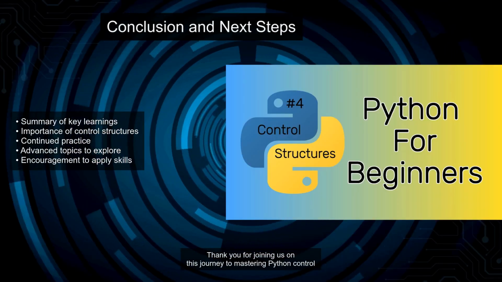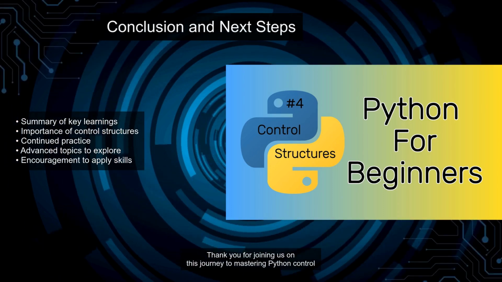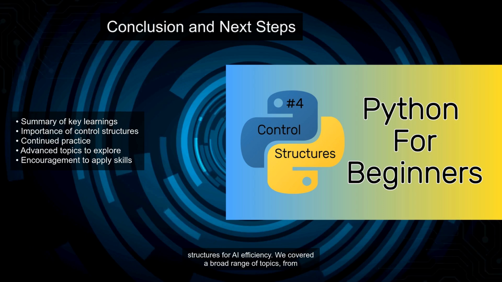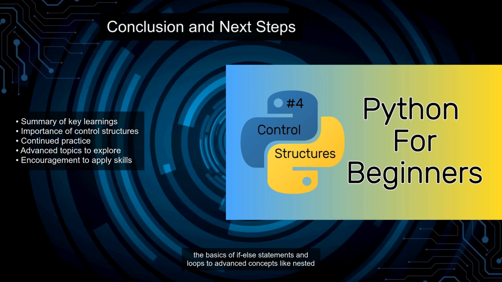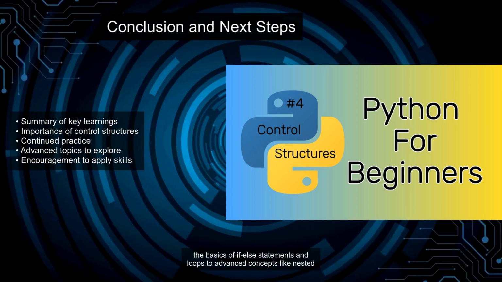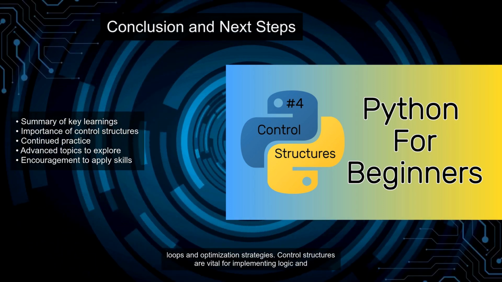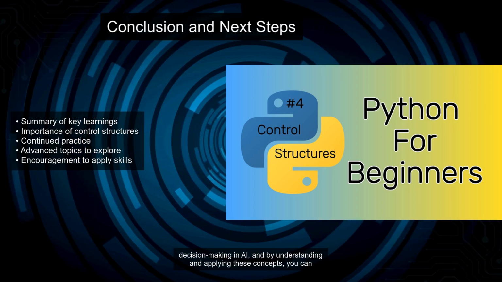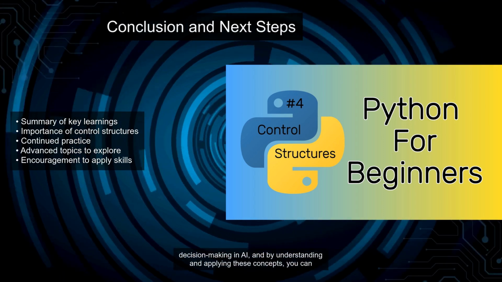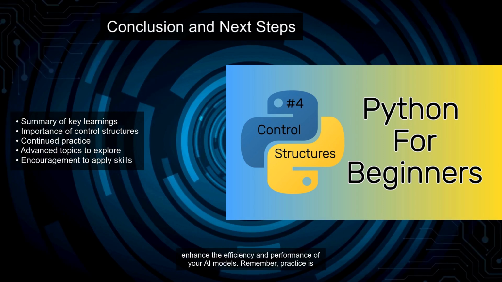Thank you for joining us on this journey to mastering Python control structures for AI efficiency. We covered a broad range of topics, from the basics of if-else statements and loops to advanced concepts like nested loops and optimization strategies. Control structures are vital for implementing logic and decision-making in AI, and by understanding and applying these concepts, you can enhance the efficiency and performance of your AI models.